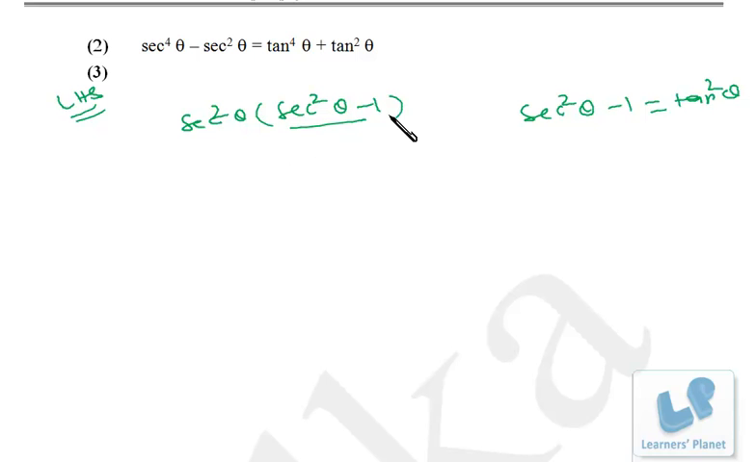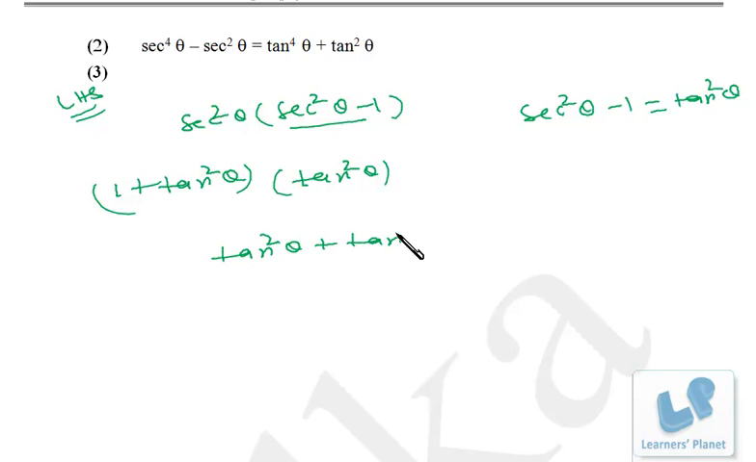So I just put the value of sec square theta minus 1 as tan square theta, and instead of sec square theta I can put 1 plus tan square theta, because in the right hand side we just want the expression in tan theta. So sec square theta is what? 1 plus tan square theta, and sec square theta minus 1 is equal to tan square theta, right? So if we expand the bracket, it will be tan square theta plus tan 4 theta. That's the right hand side. Okay, just a 2-step solution. Getting me?